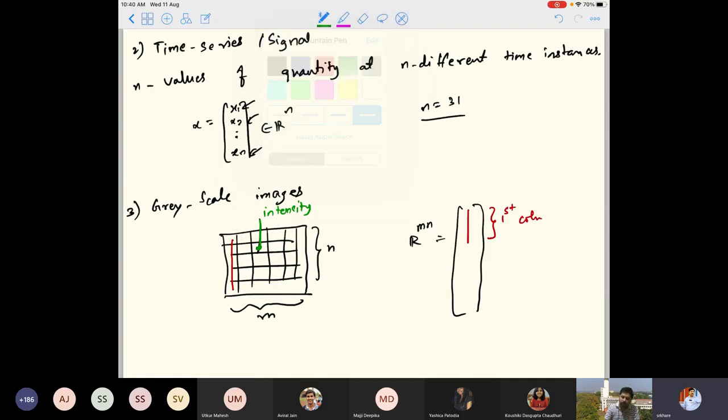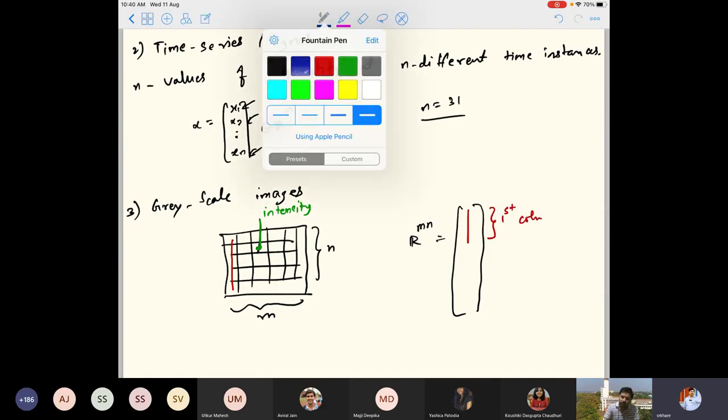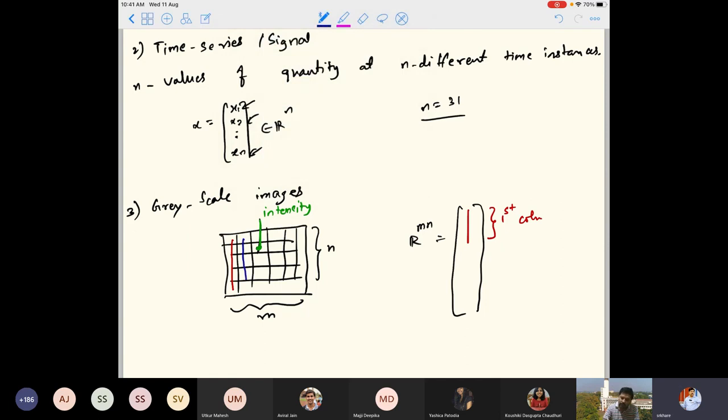Then what will I do? I will look at the second column entries, the grayscale entries. So these are the next n values. How many values are these? These are n in number. How many such columns will I get? I'll get m such columns, and the total number of entries in the vector will be mn. So what are the typical values stored here?